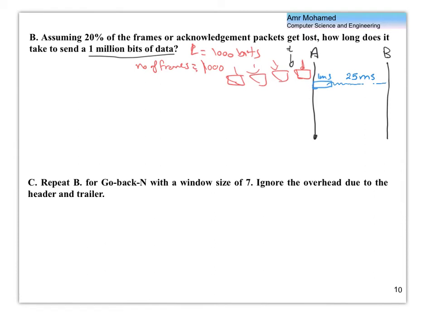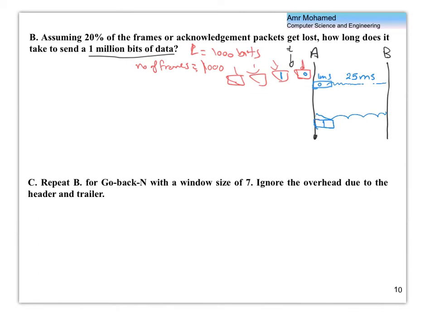This is frame 0. What happens to frame 1? Frame 1 will have to wait until another acknowledgement comes, and only then can I start transmitting frame 1. So this is frame 0 and this is frame 1. The whole cycle has to happen for each frame.